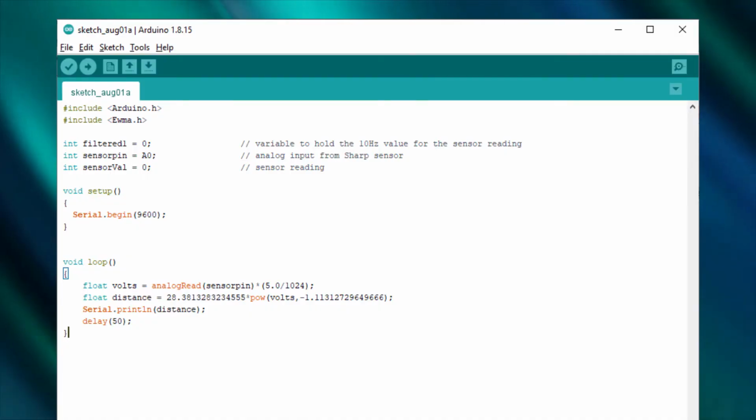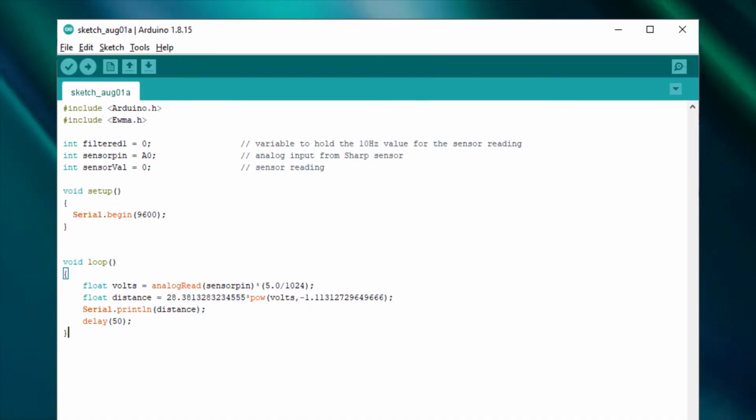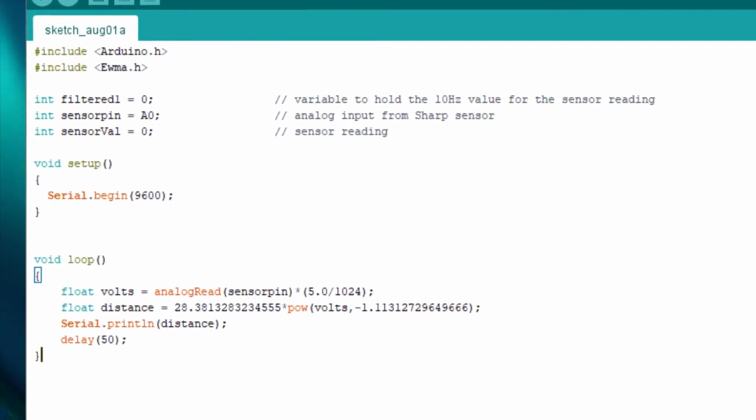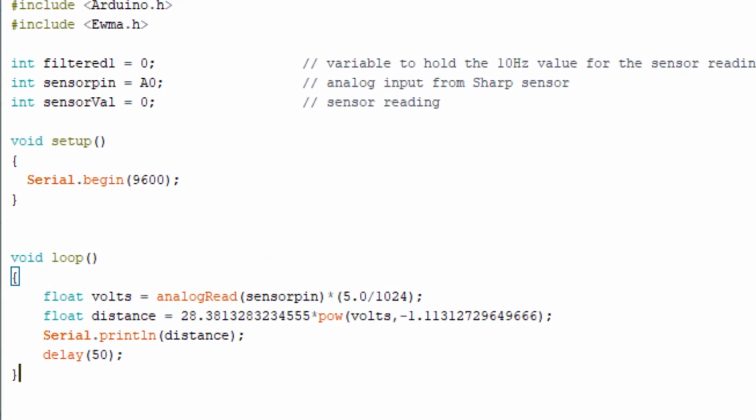I can now use the equation derived from the trend line in an Arduino program to calculate the distance from the analog input data. Let's see if using this equation by itself results in a workable system. I wrote a simple sketch to read the analog input from the sensor every 50 milliseconds, convert it to volts, and then calculate the distance using the equation from the spreadsheet.